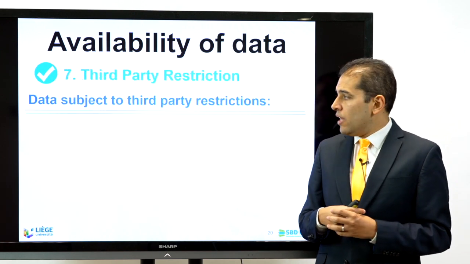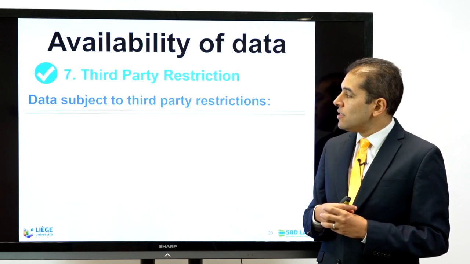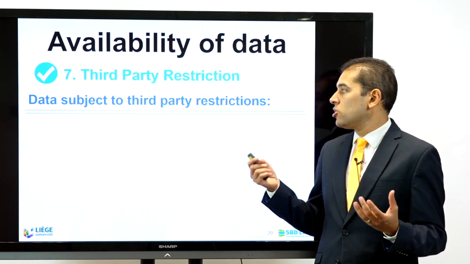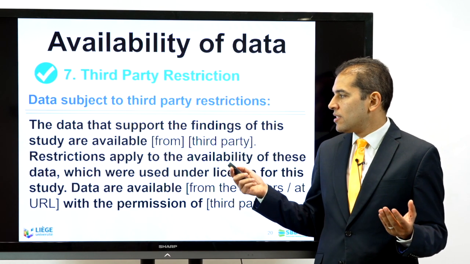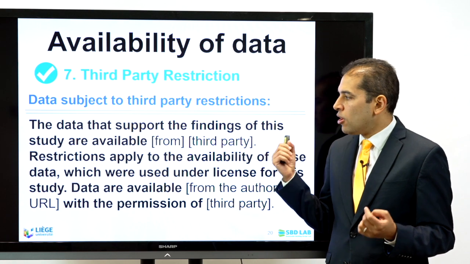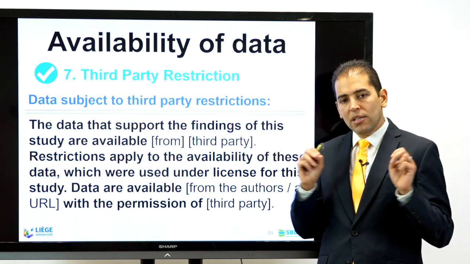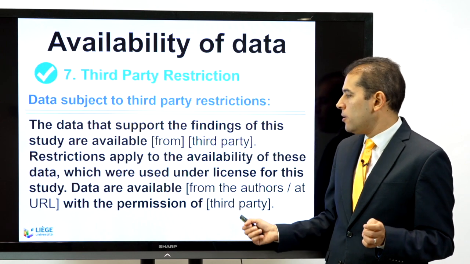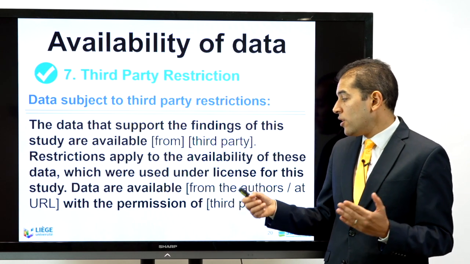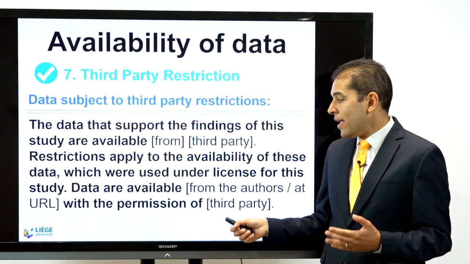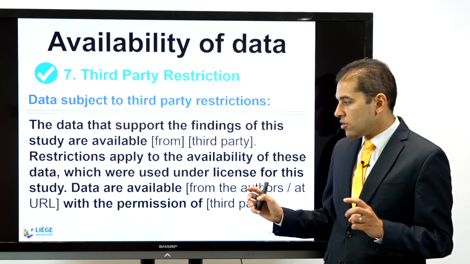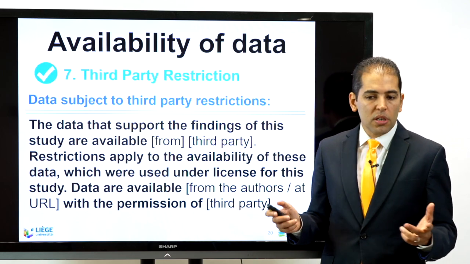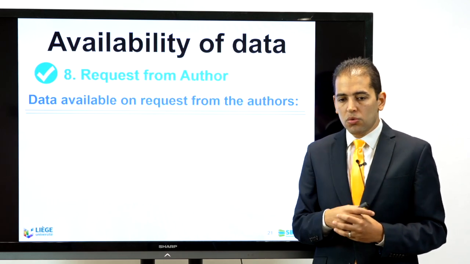Option 7 out of 11 for the different data availability statements, that you say it's a third-party restriction, so the data is subject to third-party restrictions. Here you have a statement like the data that supports the findings of this study are available from, and then you mention the third party. And you can say after that the restrictions apply to the availability of these data, which were used under license from the study, and the data are available from the authors, for example, or this URL with the permission of the third party. For example, this could be also a solution.